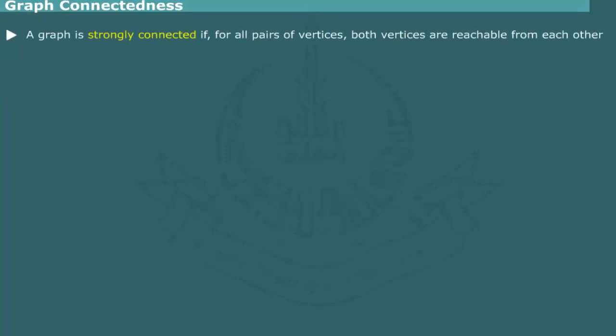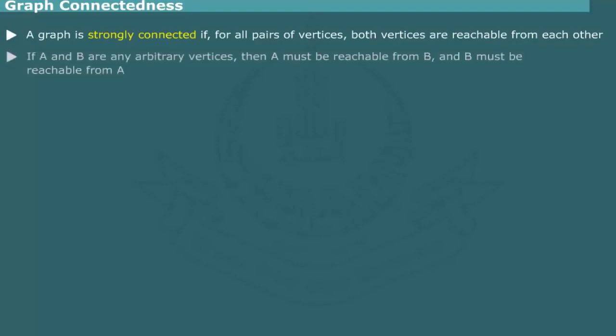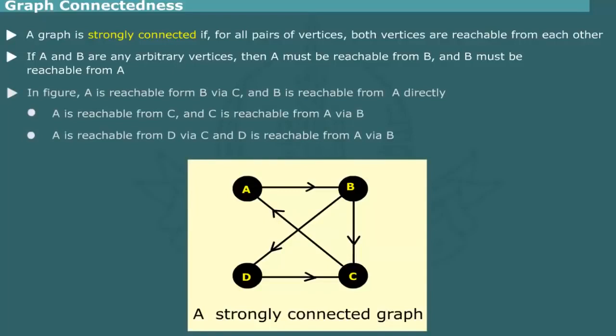A graph is called strongly connected if, for all pairs of vertices, both vertices are reachable from either vertex. In other words, if A and B are any arbitrary vertices, then A must be reachable from B and B must be reachable from A. Figure shows an example of a strongly connected graph. Consider, for example, the pair of vertices A and D. Observe that A is reachable from D via C and D is reachable from A via B. You can verify that every vertex is reachable from any other vertex.